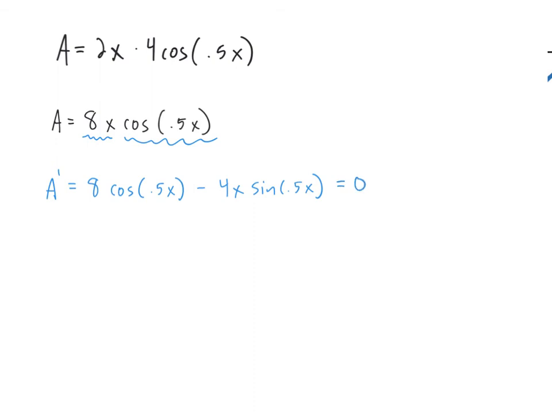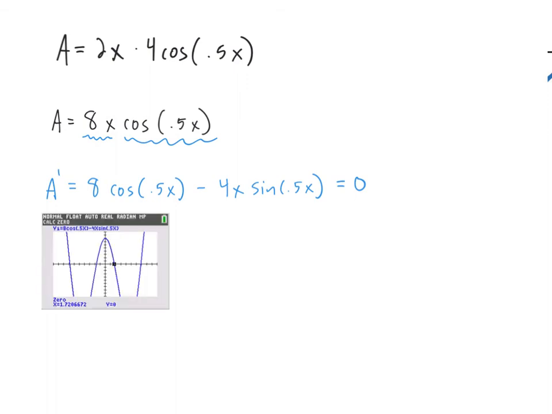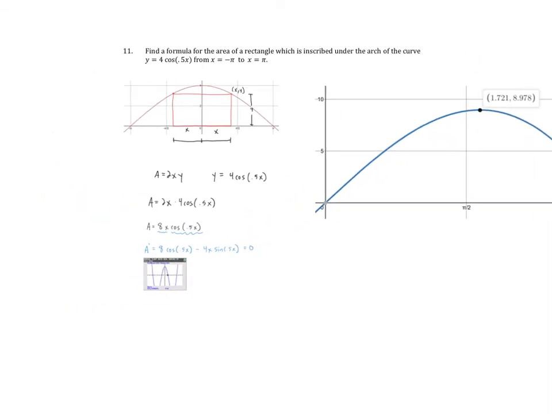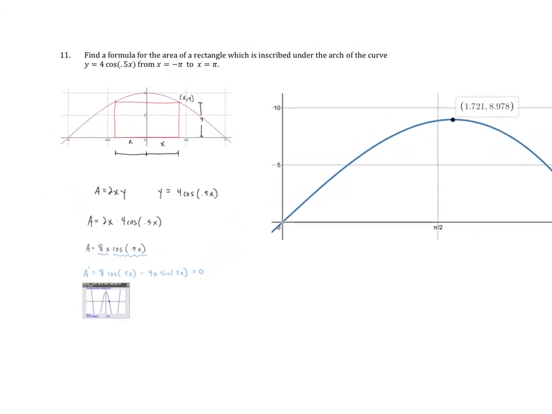Okay, so really just this you'd solve in your graphing calculator. So I'll do that real quick. Okay, so I did it in the graphing calculator. And you can see that that zero is 1.72, whatever, just like it should be.